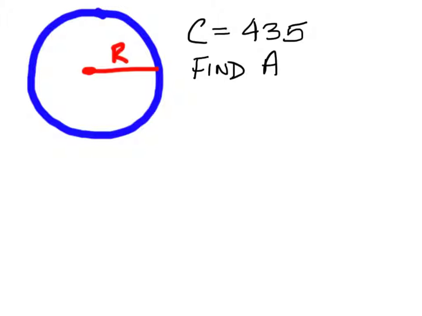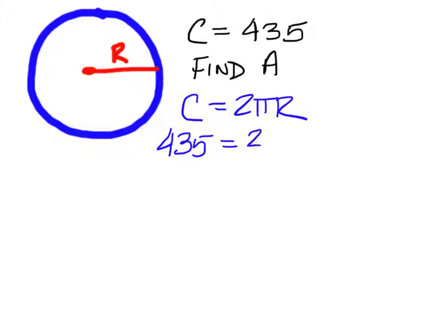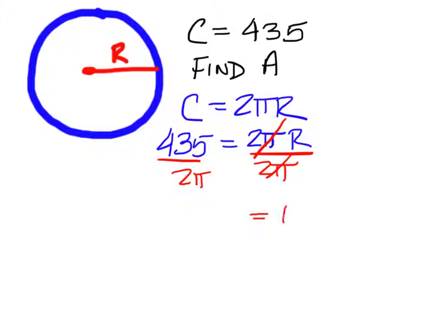Here's another example. You're given circumference. Circumference is c equals 2 pi r, and 435 goes in for c. Divide both sides by 2 pi so that the r can be by itself. So 435 over 2 pi is what you're left with for r.